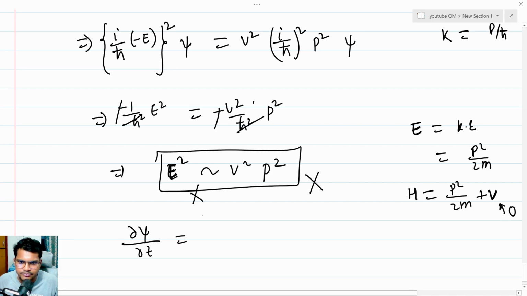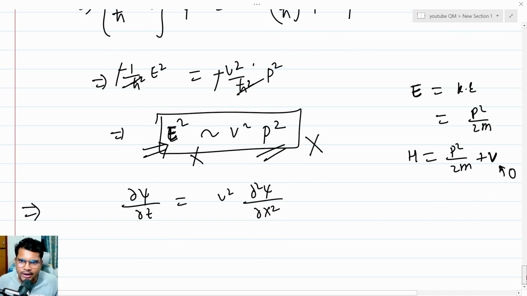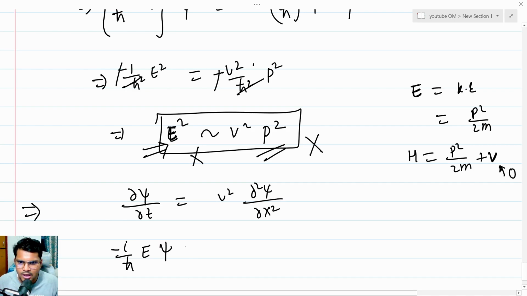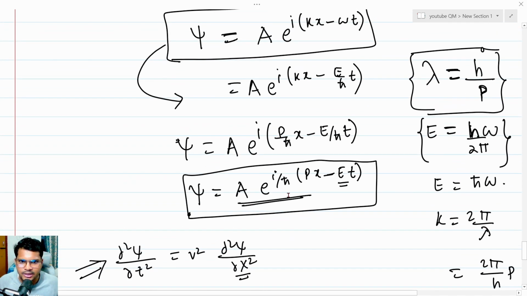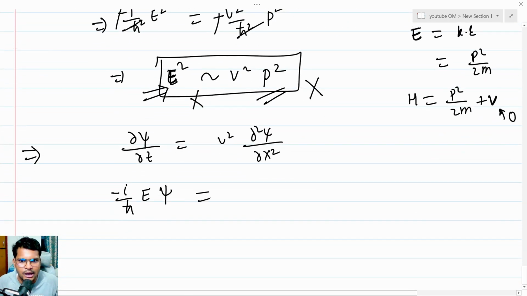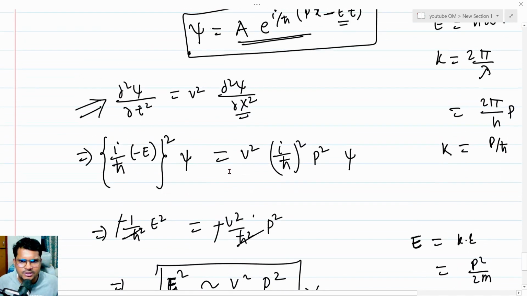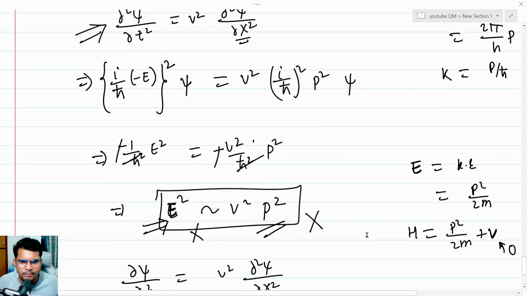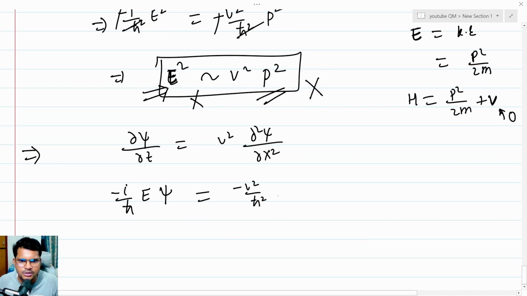Del psi over del t is equal to v squared del 2 psi over del x squared, because over here I got p squared, but on this side I need only E. Now if I do this, I will get i by h bar with E. Over here this is good. Now, if you take one derivative and another derivative, that is the interesting thing about the exponential, because it remains the exponential, right? And over here I will get the same thing. What was it? v squared times minus v squared over h bar squared, that is p squared psi.